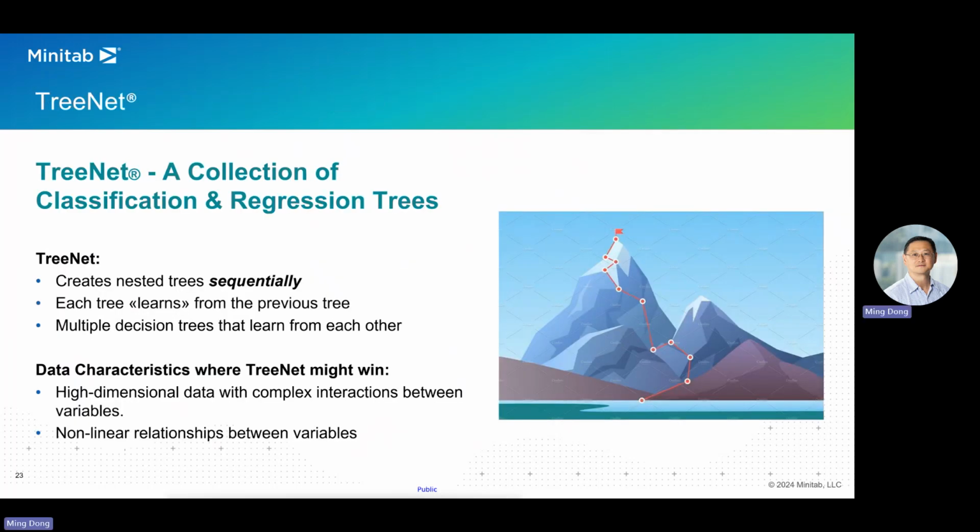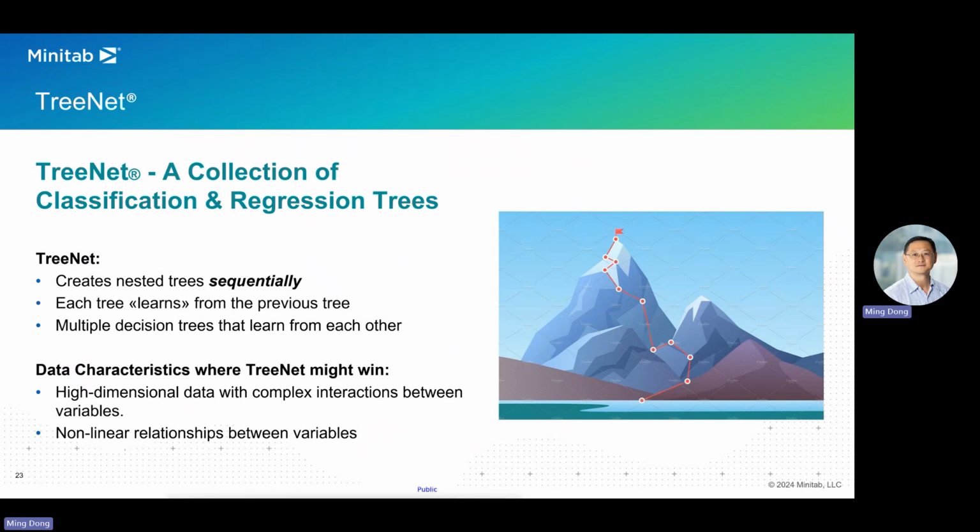Okay, so we asked many experts. We can see the performance increase because the ROC curve area is increasing. Now let's try another algorithm we call TreeNet. TreeNet is a collection of classification and regression trees.